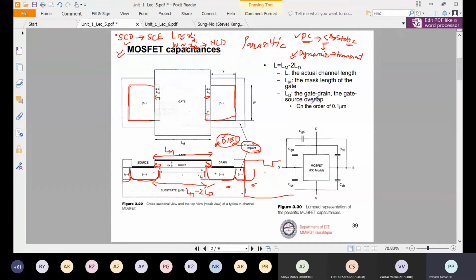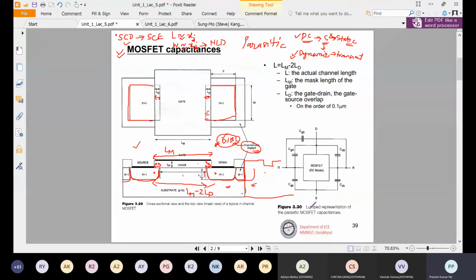And LD is the gate drain or gate source overlap region. So with respect to gate and drain, there will be an overlap that will be represented by LD, and the overlap between gate and source will be represented by LD. So these are the points that we need to keep in mind for further analysis, because these points will be used later on.